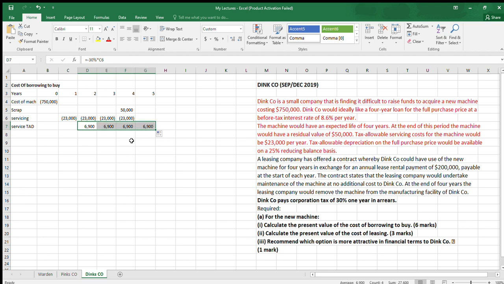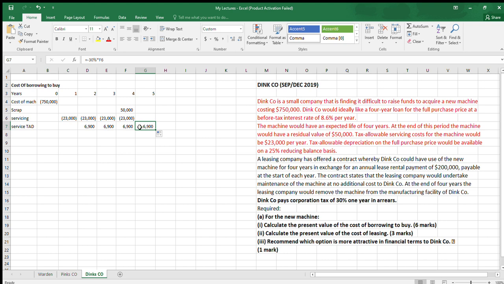That's all. The reason why we are dragging it to year 5 is that it has a useful life of 4 years, and the tax is paid in arrears, meaning that for year 4, which is the end of the useful life, the tax is going to be paid in year 5. Even though there is no operation, I am going to pay that tax in year 5. So we bring the tax allowable depreciation here.